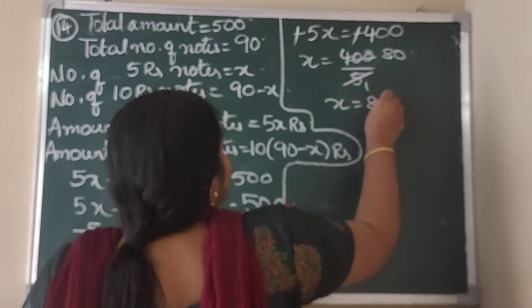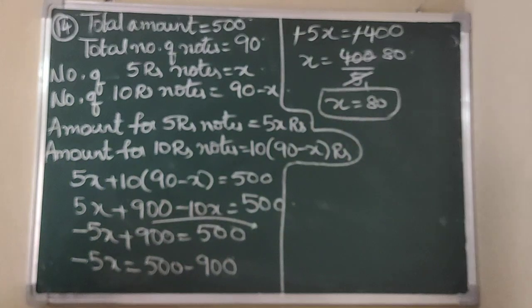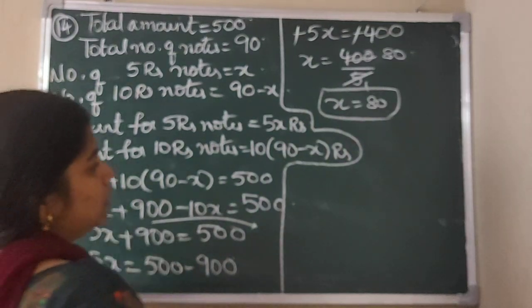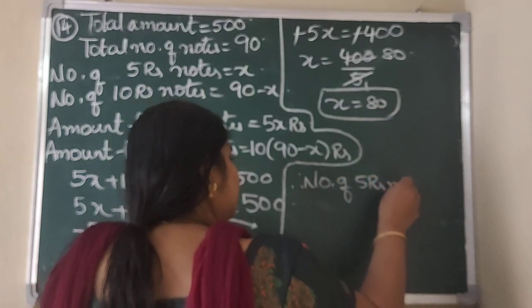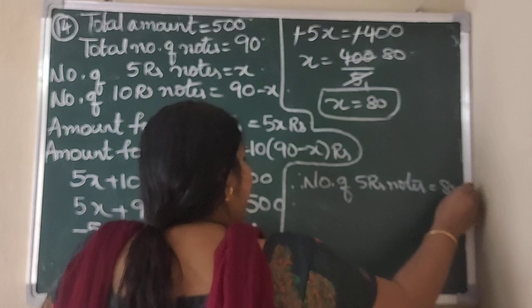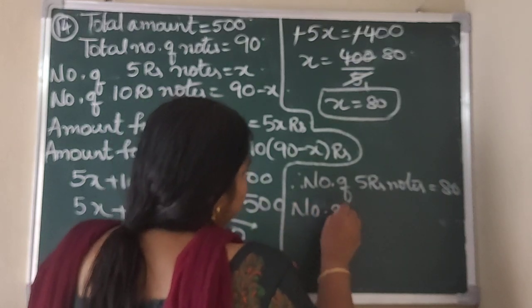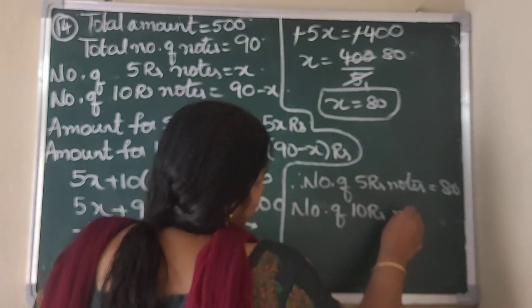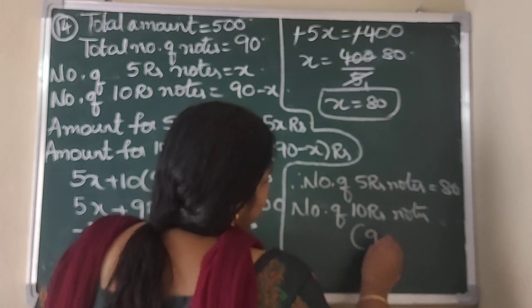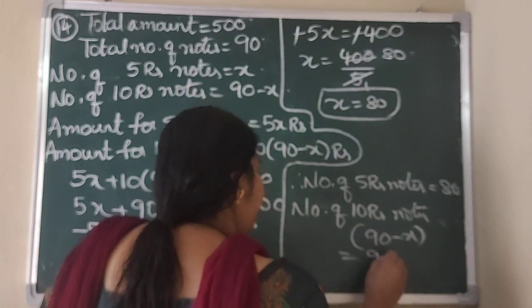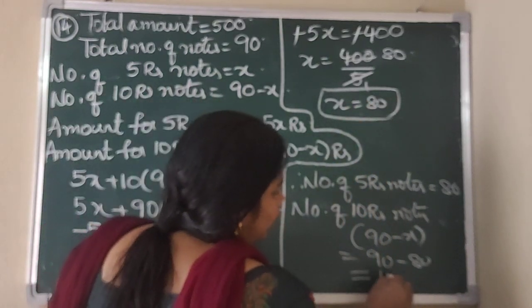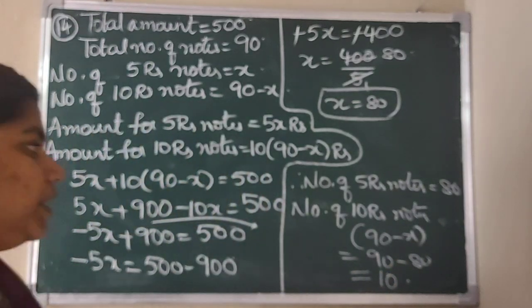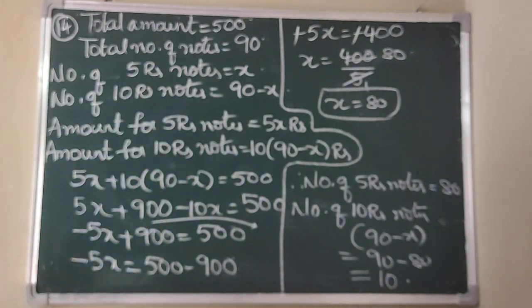So what is the x value here? 80. So x is nothing but the 5 rupees notes. Therefore, the number of 5 rupees notes is 80. And the number of 10 rupees notes is 90 minus x, that is 90 minus 80. The x value is 80. So 90 minus 80 is how much? 10. So the number of 5 rupees notes is 80 and the number of 10 rupees notes is 10. So this is our 14th solution.